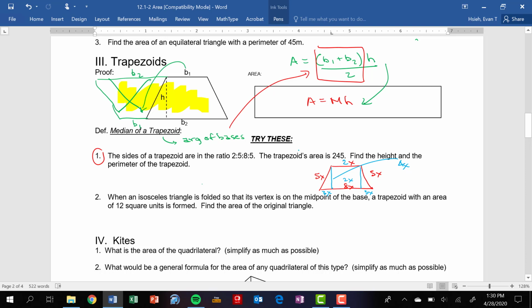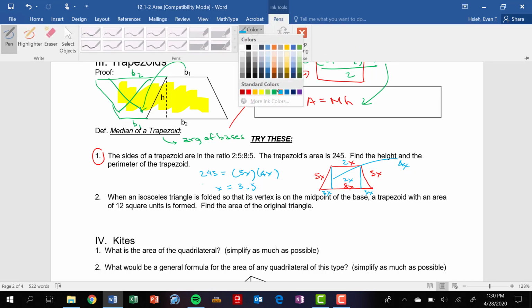And so it says that the trapezoid's area is 245. 245 is equal to half of the sum of the bases. So it's just going to be 5x times the height, which is 4x. And then we can just solve this thing. X ends up being equal to 3.5. And I can just plug stuff back in to find the height and the perimeter of that trapezoid.